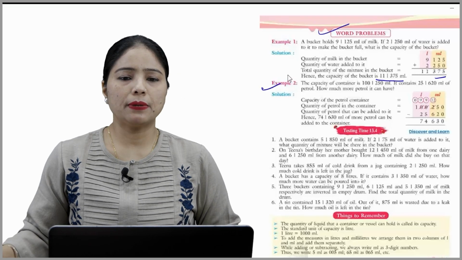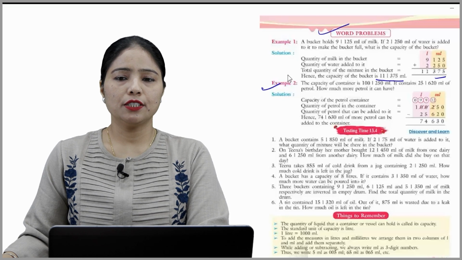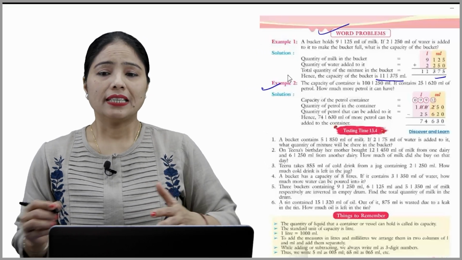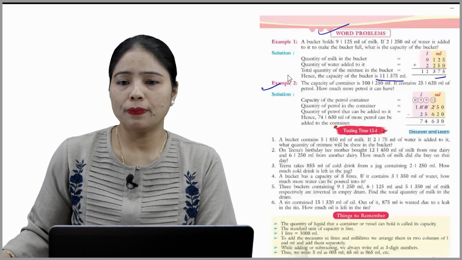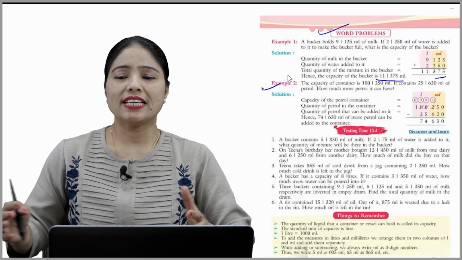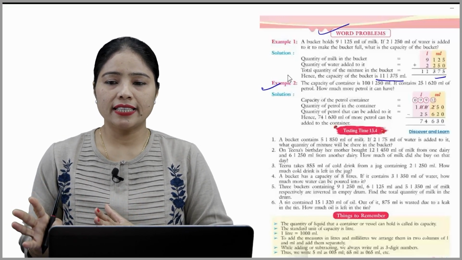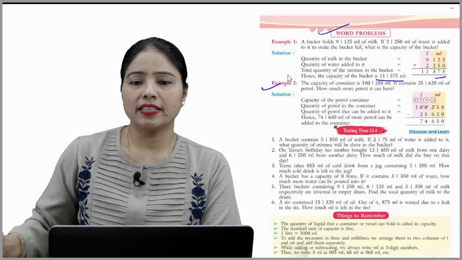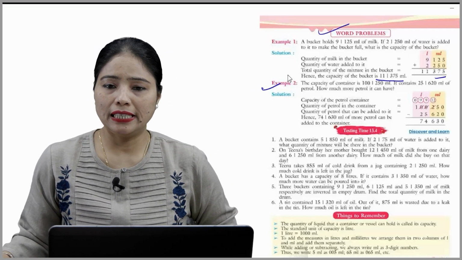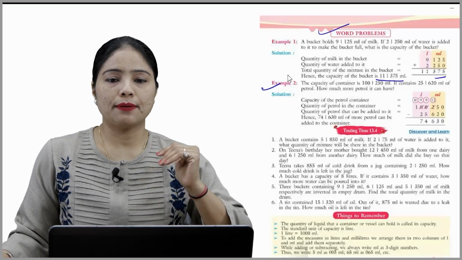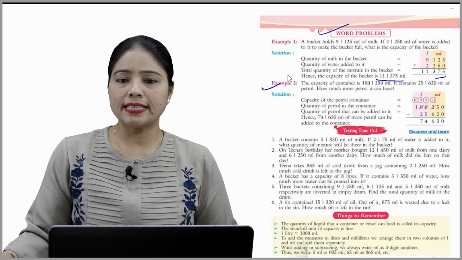Now example 2. The capacity of a container is 100 liter 250 milliliter. Okay, it contains 25 liter 620 milliliter of petrol. How much more petrol can it have? So just subtract both the numbers. So liter and milliliter we just write. Okay, and after subtracting we can say that 74 liter 630 milliliter of more petrol can be added to the container. Hope you understood all examples nicely.